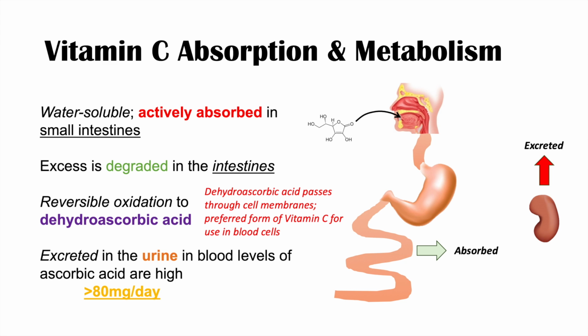So now that we know where we can get vitamin C in our diet, why we need vitamin C, and how we absorb it and metabolize it, we're going to talk about what happens when we don't have enough vitamin C in our diet, so vitamin C deficiency. So we're going to talk about that in the next lesson.